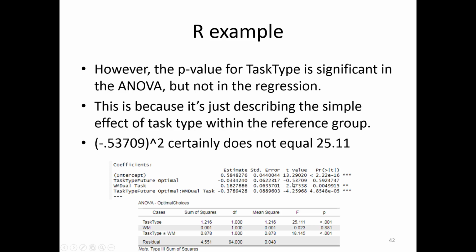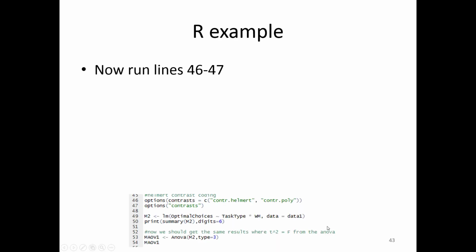Okay, if we look at the t-value, so negative 0.53709, so that squared, that's certainly not going to equal about 25. So 5 squared equals 25. This is nowhere near 5. So this is definitely different than the output that we're getting down here for the ANOVA.